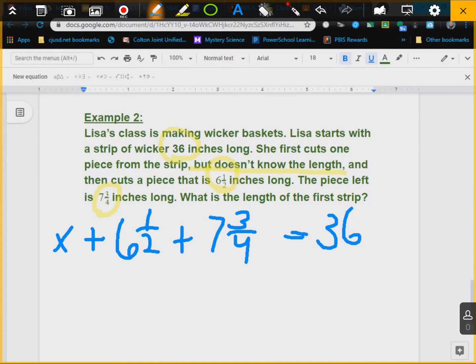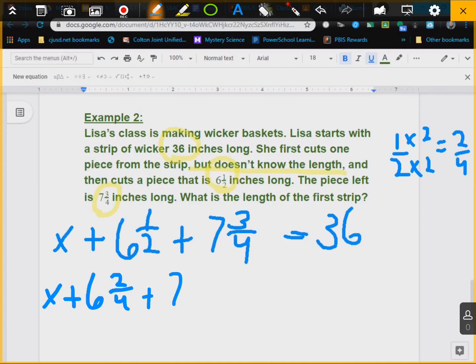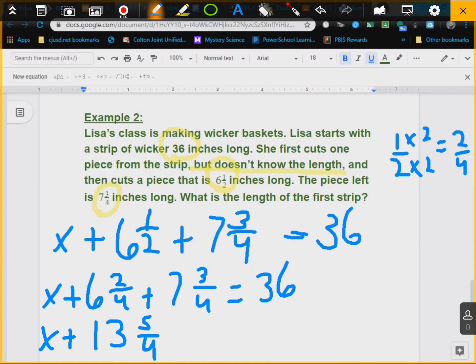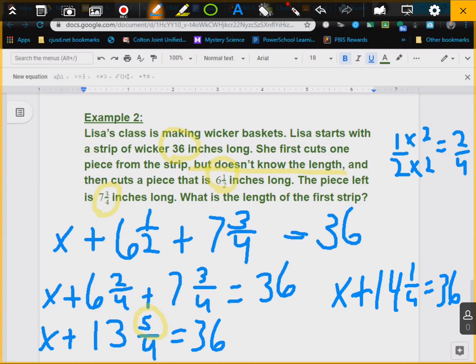So let's combine 6.5 plus 7 3/4. Well, I know 1/2 goes into fourths 2 times, so I'm going to multiply that by 2 to get 2/4. So I got x plus 6 2/4 plus 7 3/4 equals 36. 6 plus 7 is 13. 2 plus 3 is 5 over 4. Oh, but that's an improper fraction, right? I can take 4 out of that, and I could change that to make it x plus 14 and 1 over 4 equals 36. If you need to write this down, go ahead, because I'm going to erase.